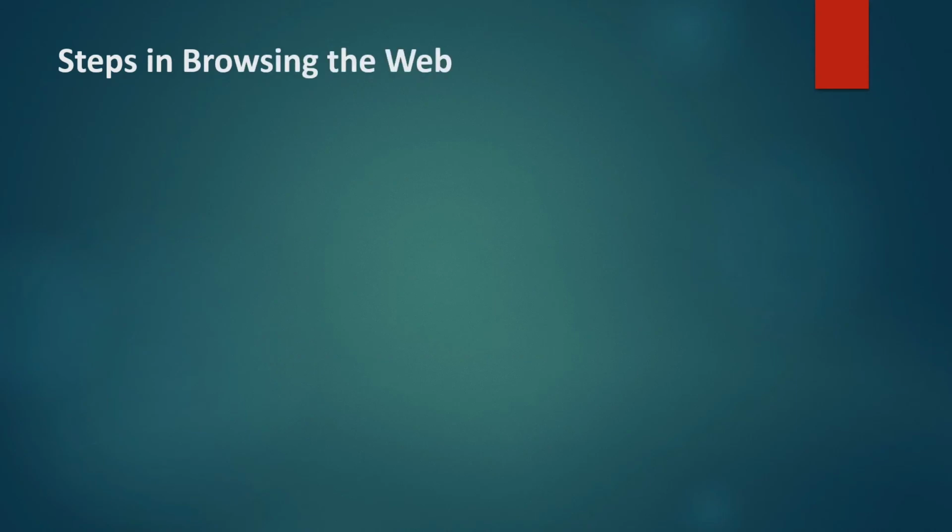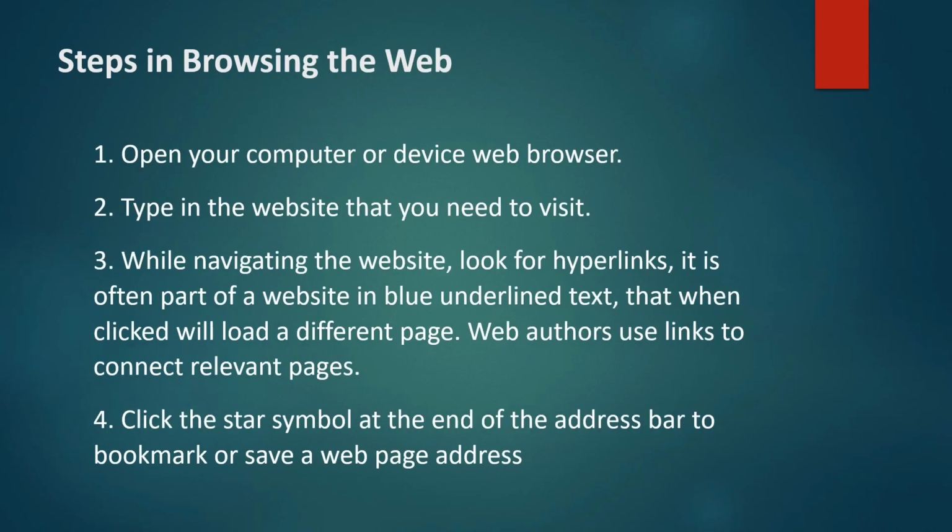Steps in browsing the web. Open your computer or device web browser, type in the website that you need to visit, then navigate the website. Look for hyperlinks. It is often part of a website in blue underlined text that when clicked will load a different page. Web authors use links to connect relevant pages. Click the star button, a symbol at the end of the address bar, to bookmark or save a web page address.